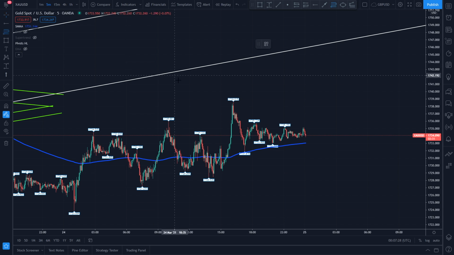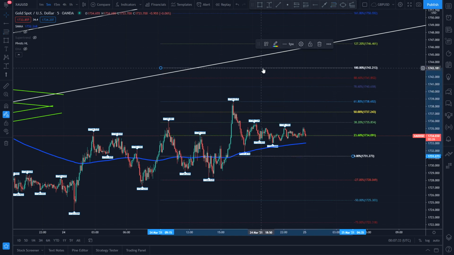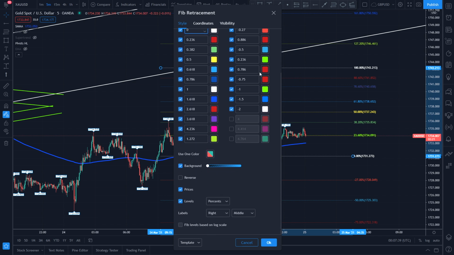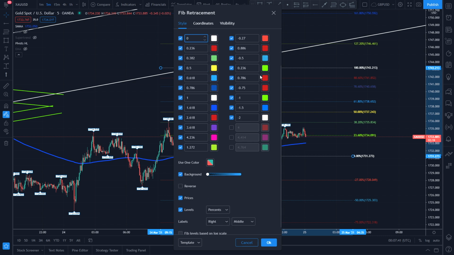Real quick, let me show you my fib settings. I know I've shown you plenty of times, but just in case you don't have it, these are my Fibonacci retracement settings that you can use here. That's pretty much the end of the video on Fibonacci retracements and how you can use them. Make sure you're using your swing lows and swing highs to draw them. If you're struggling identifying them, grab that pivot point high indicator, and that will definitely help you identify those swing highs and swing lows.